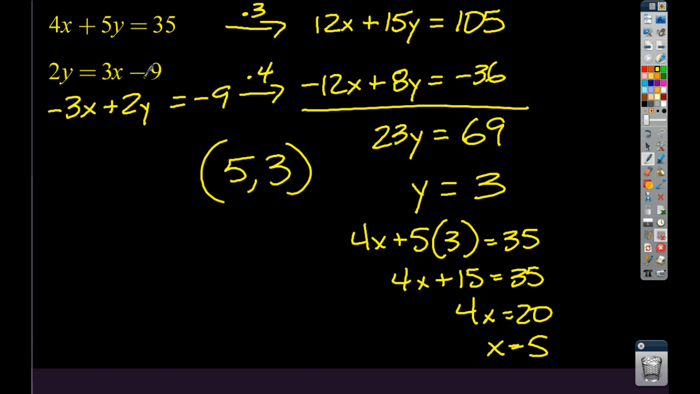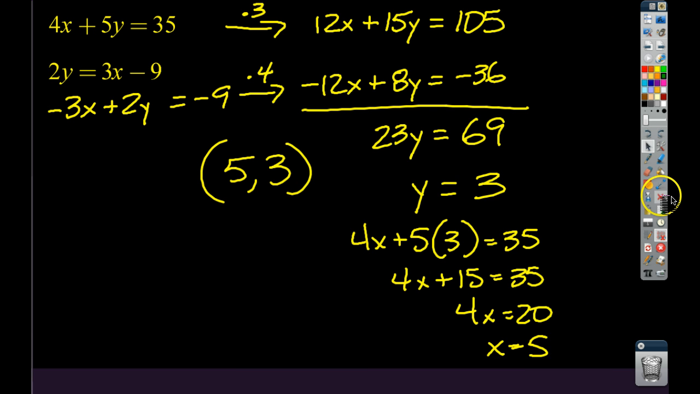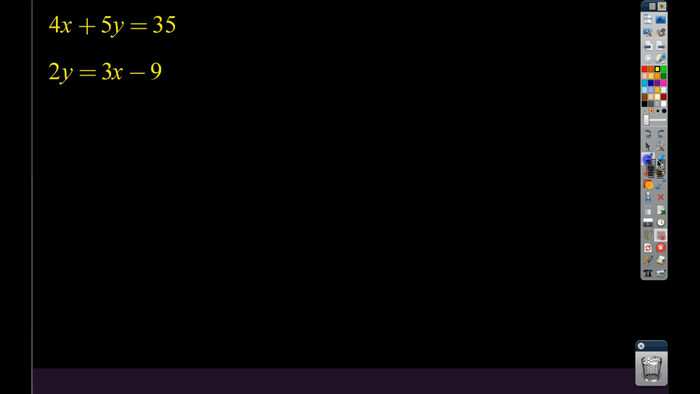Now, let's say you decided that you wanted, actually in that case, to have the y's cancel out. So let's go back and get rid of this part. Yep, that just got rid of everything. All right, so let's rewrite this. Negative 3x plus 2y is equal to negative 9. So let's say you decided to cancel out the y's.